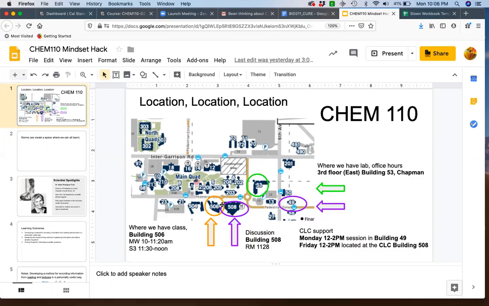There's also additional resources that are available to you. So you've been assigned to a discussion section. That's going to happen in the library or building 508. And that's going to occur in room 1128. And then not this week, but next week, you'll have labs on the third floor of Chapman. That's building 53. And then if you're interested, CLC or the Cooperative Learning Center support is going to start also the following week, Monday from noon to 2 p.m., located in building 49, and Friday from 12 to 2 p.m. located in the CLC Center, that's also building 508.